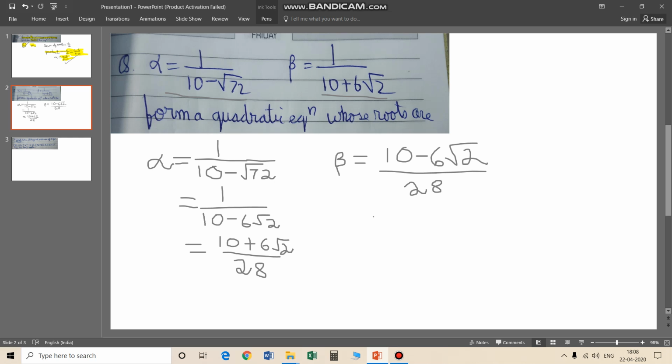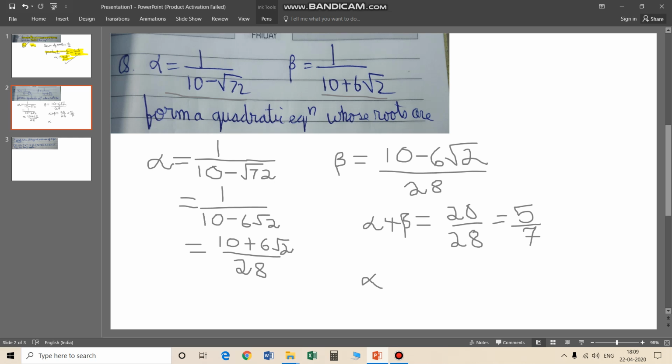What is alpha plus beta? Simply add them. If we add, 6 root 2 and 6 root 2 cancel. It comes to be equal to 20 by 28. What is it? 5 by 7, dividing by 4. This is the thing. 5 by 7.